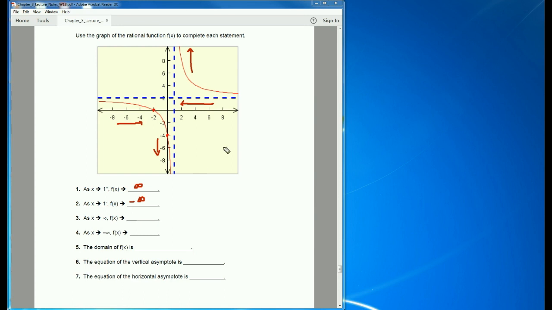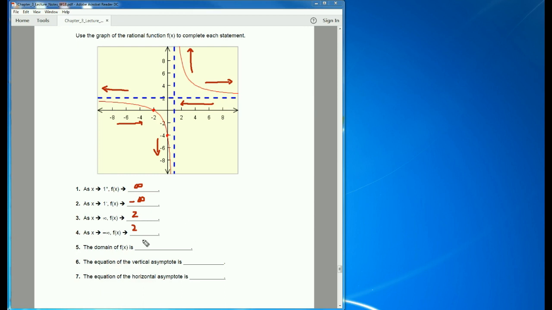As x approaches infinity, so in other words, as x is getting very large, what is the function value doing? Well, it's approaching the horizontal asymptote, which is at 2. So f of x is approaching 2. Also, as x approaches negative infinity, the function value is also approaching the horizontal asymptote, so f of x is going to 2.